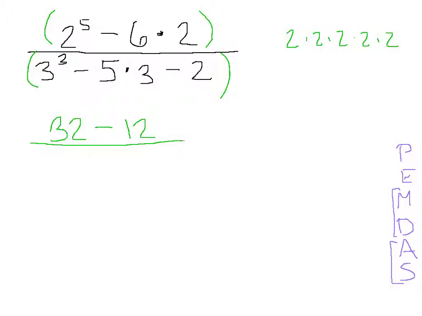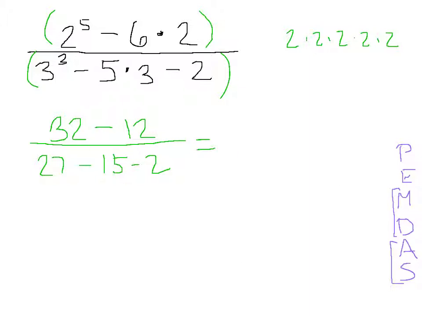Now look at the bottom separately. We're looking at the whole thing inside the parentheses. 3 to the 3rd power is 3 times 3 times 3. That's 27. Minus 5 times 3. That's 15. Minus 2. So remember when I said whenever we subtract or add, we do it from left to right.